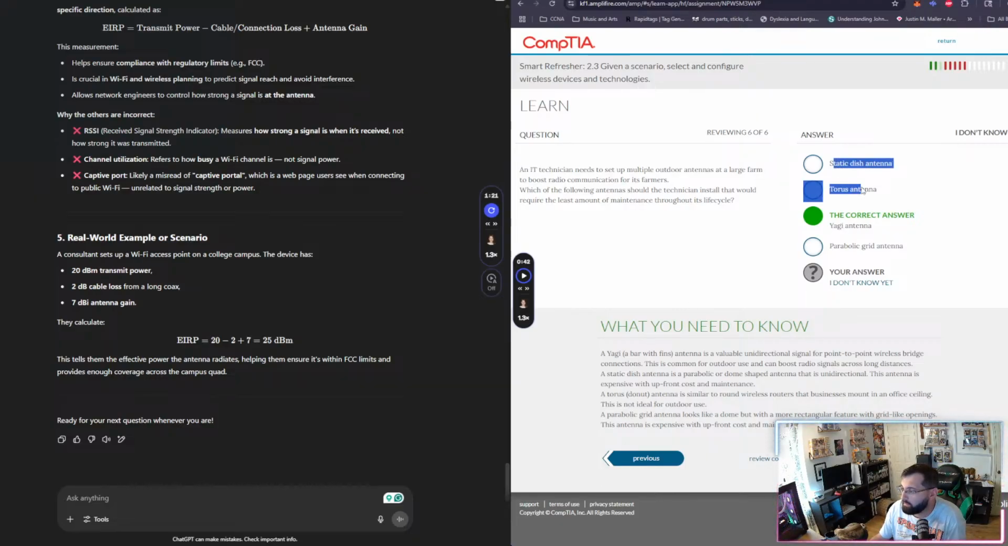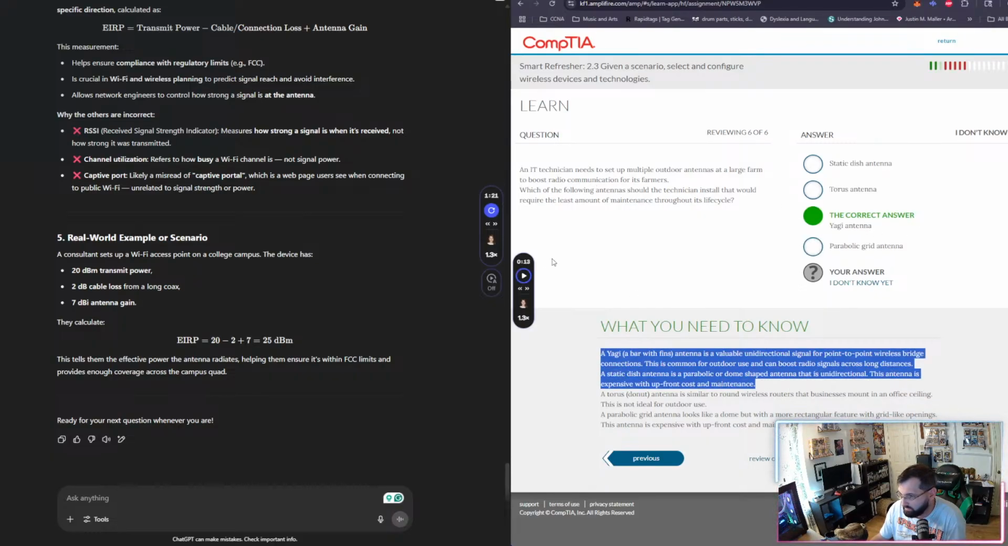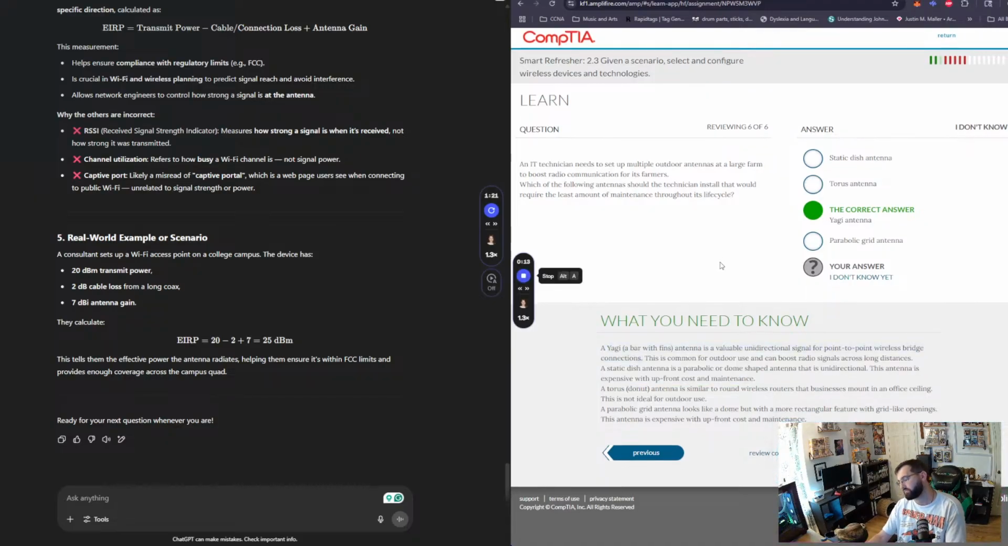If I would have remembered what all of these were, I would definitely have gotten it right, because that makes total sense that that's what that is. Okay? A Yagi bar with fins antenna is a valuable unidirectional signal for point-to-point wireless bridge connections. This is common for outdoor use and can boost radio signals across long distances. A static dish antenna is a parabolic or dome-shaped antenna that is unidirectional. This antenna is expensive, with upfront cost and maintenance.